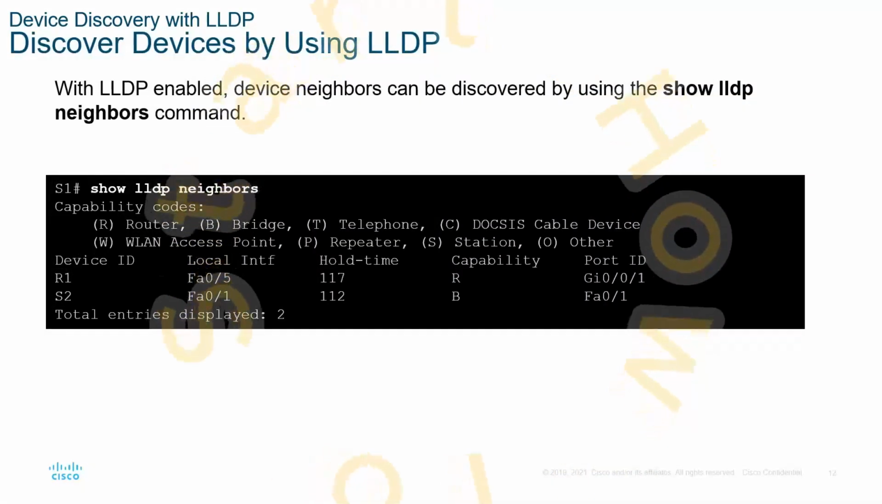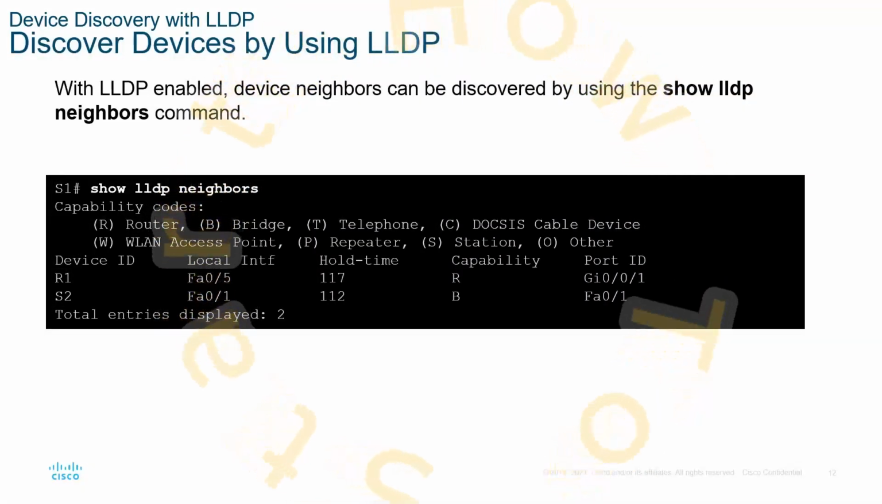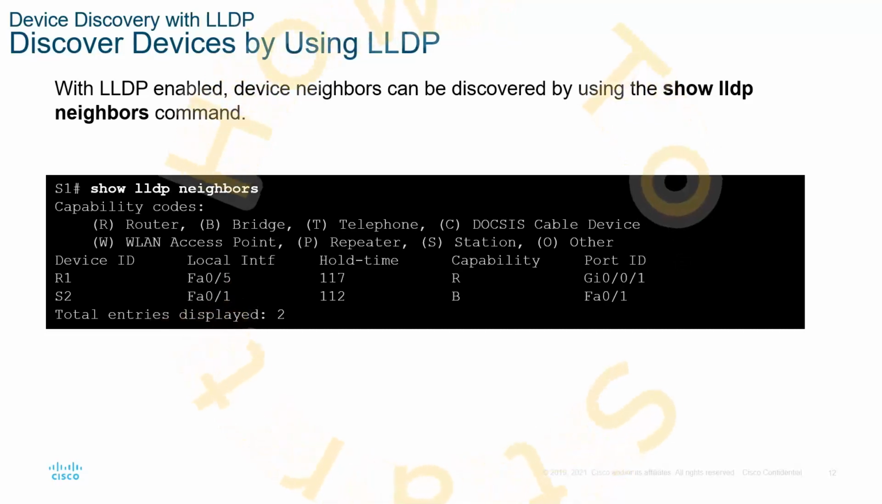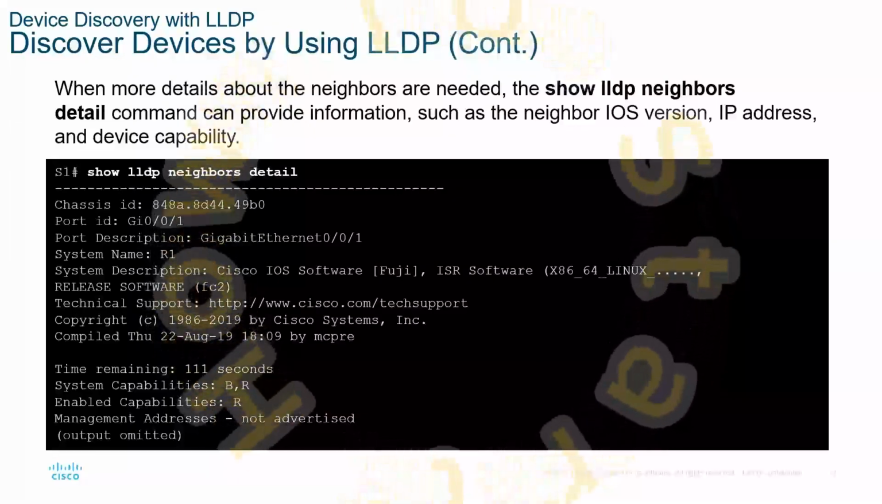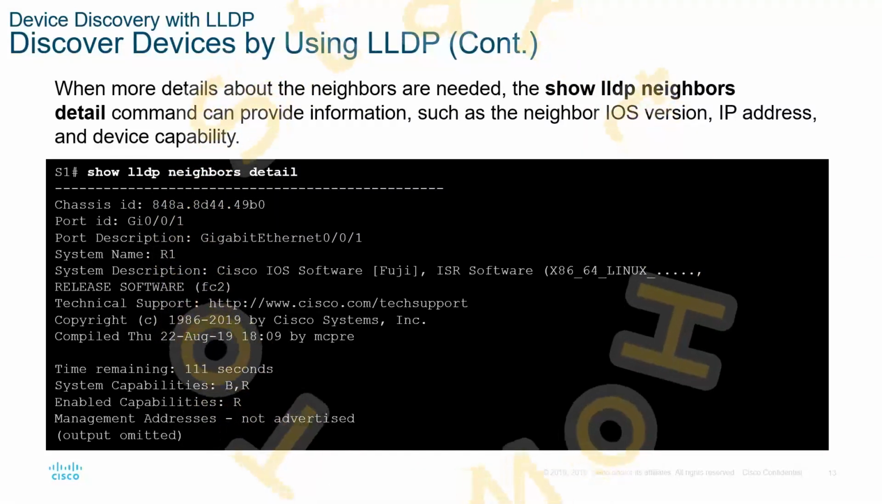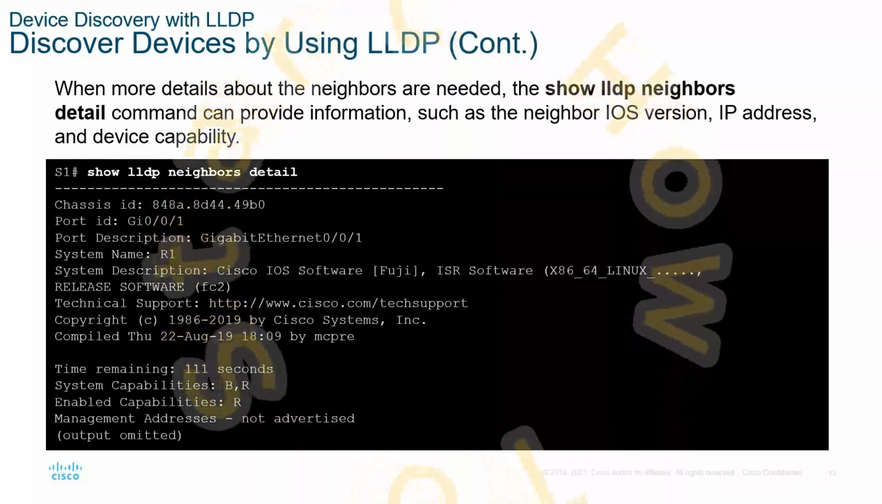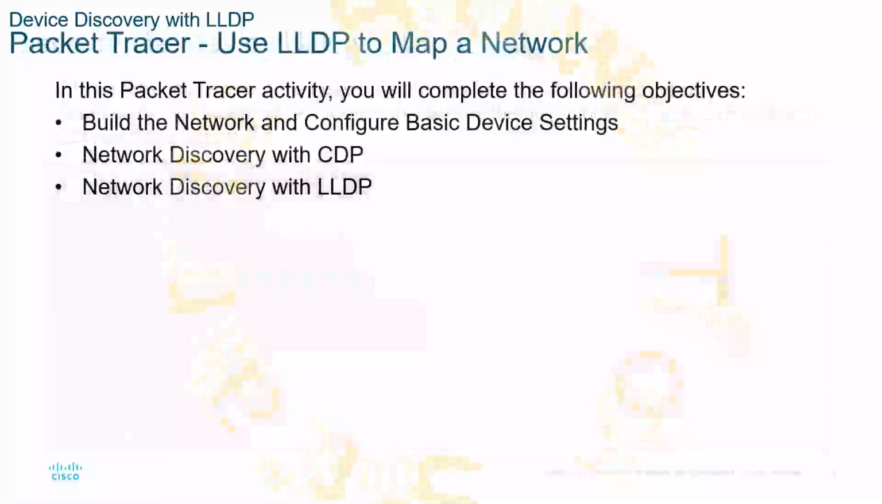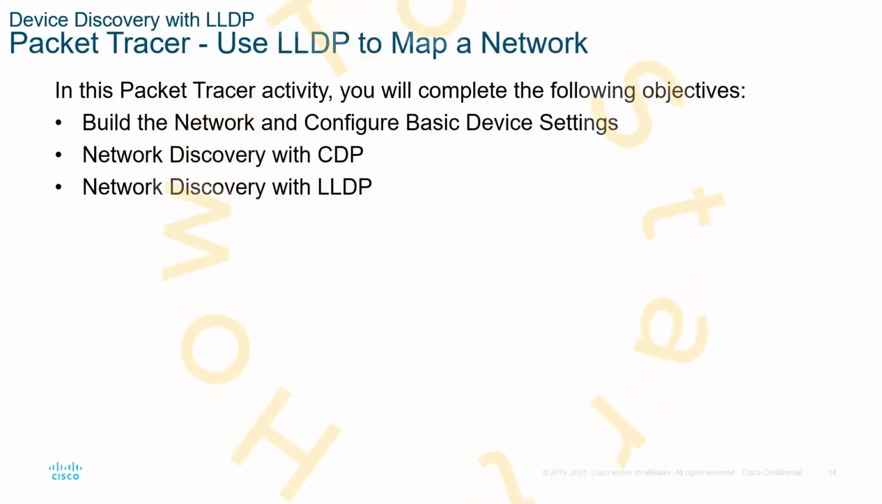How do we verify? Show lldp neighbors, just like with CDP. If we want more specific details, we will do a show lldp neighbors detail, just like CDP. Again, they're very similar in functionality. And again, we have a lab. This time we're looking at both CDP and LLDP.